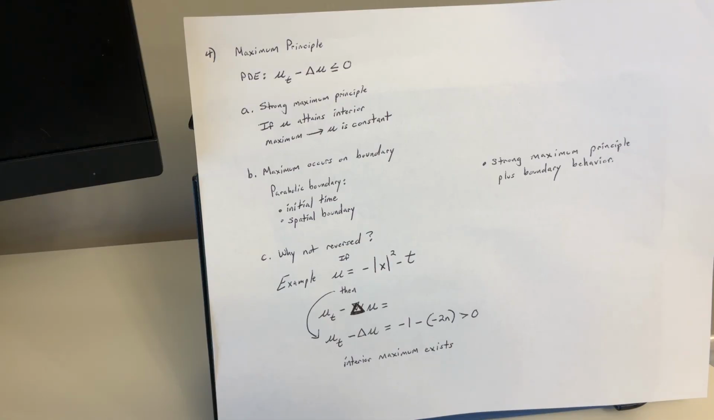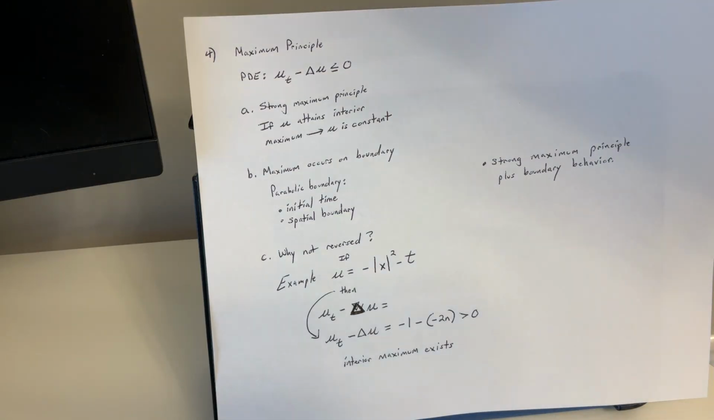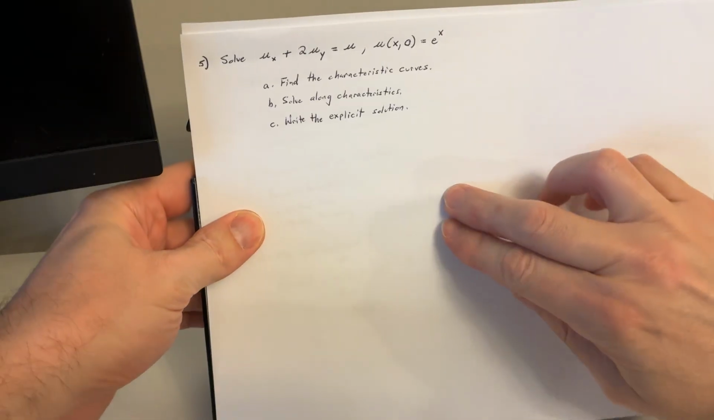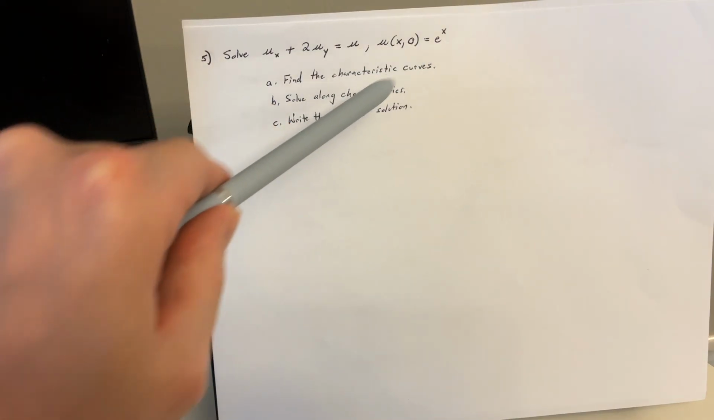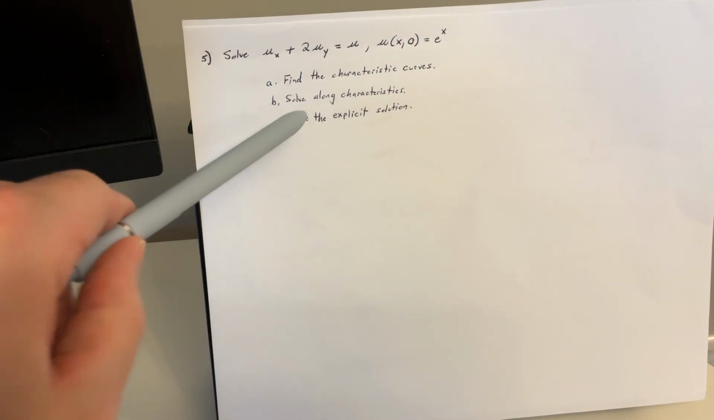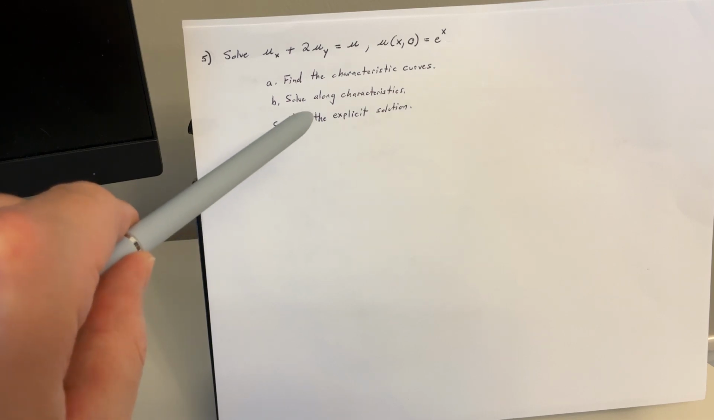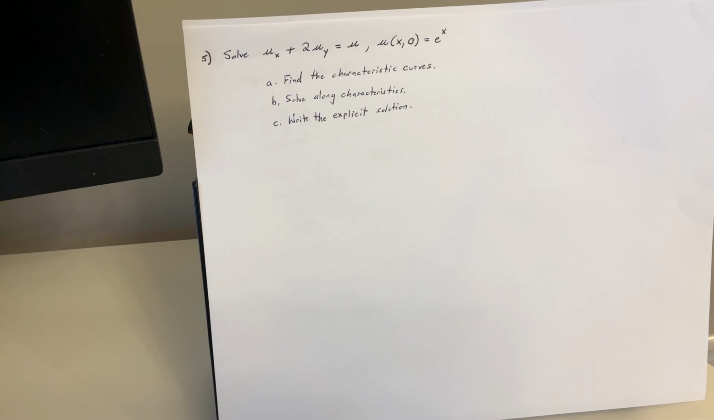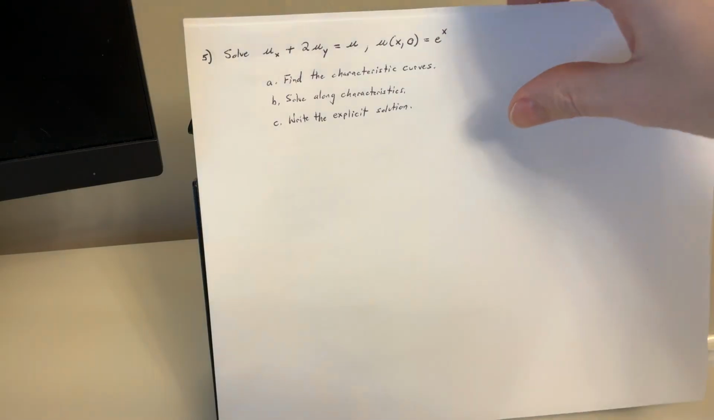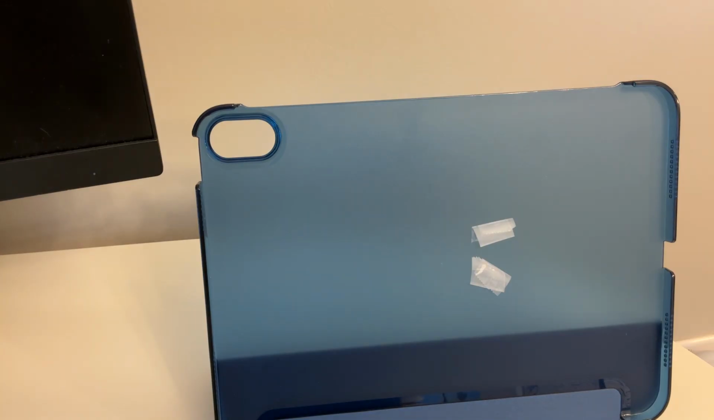Okay, so we'll keep the ball rolling. We could go right into number 5. Number 5, we have u sub x plus 2 u sub y equals u, with u of x,0 equals e to the x. Find the characteristic curves, solve along characteristics, and write the explicit solution. I'll pause for a second if you want to get that down and start the problem on your own, and then we'll get this ready here.